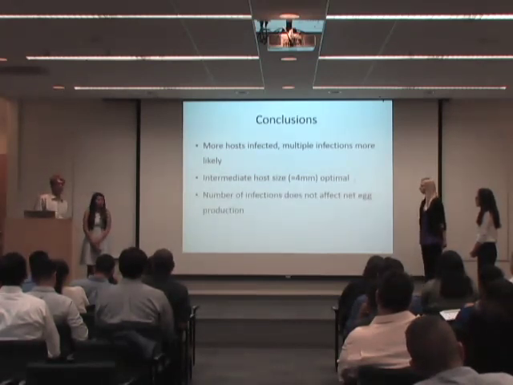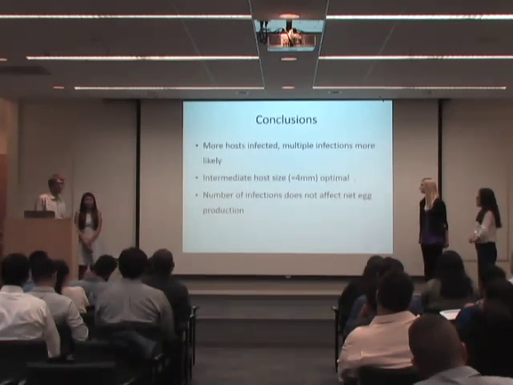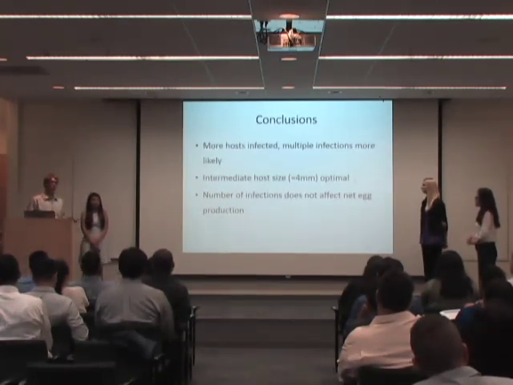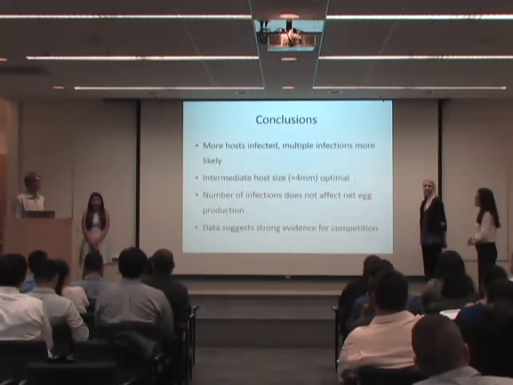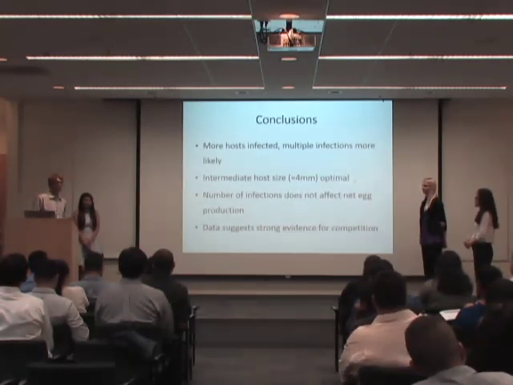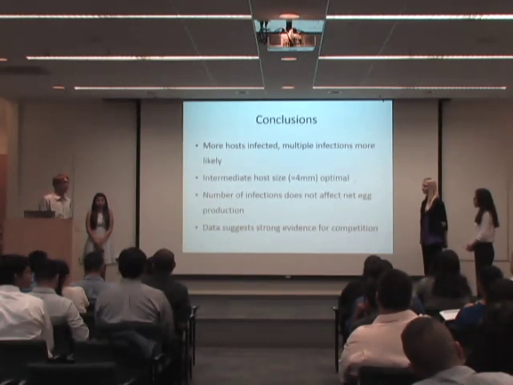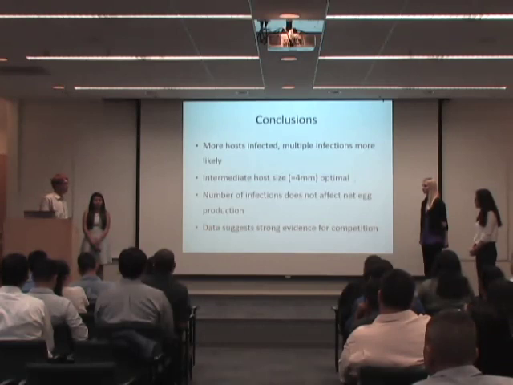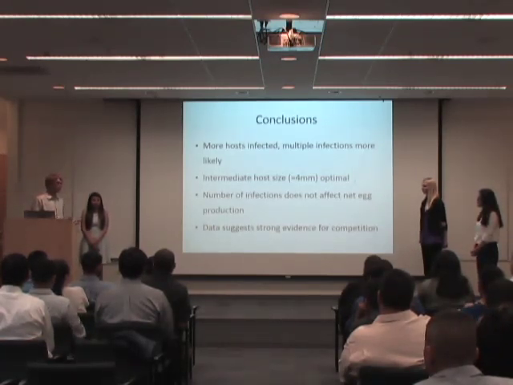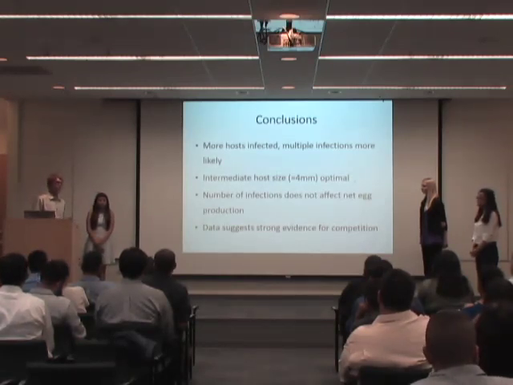So the number of infections does not affect the net egg production, meaning that whether we have multiple or single infections within a population, the net eggs produced by the parasites in the 2 types of infection cases is relatively equivalent. And our data does suggest that in multiple infection cases, we do have competition and one parasite will be dominant, producing more than the submissive parasite. A good example of this, let's look at 2 parasites in one barnacle. One parasite will be dominant, producing about 70 eggs, whereas the other one will be submissive, producing about 30 eggs.